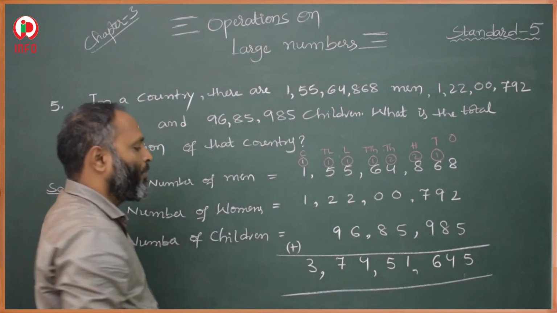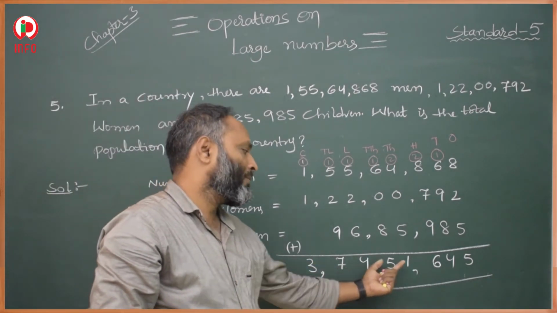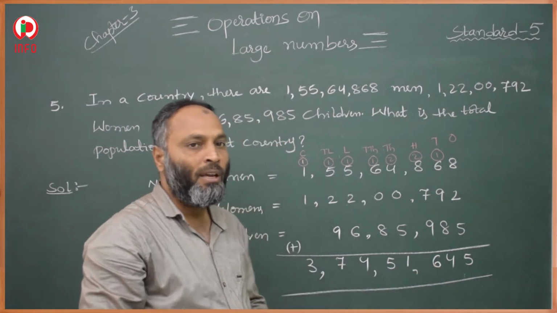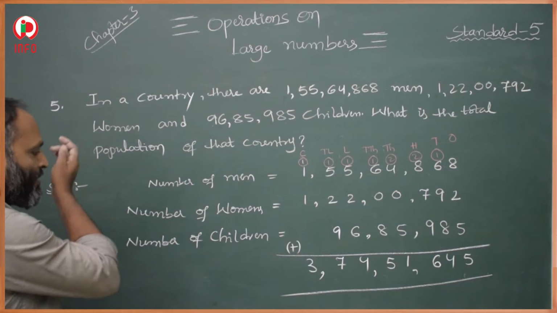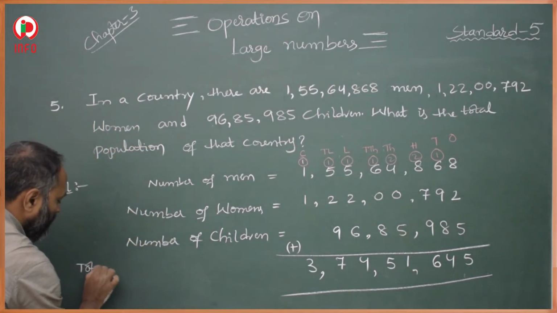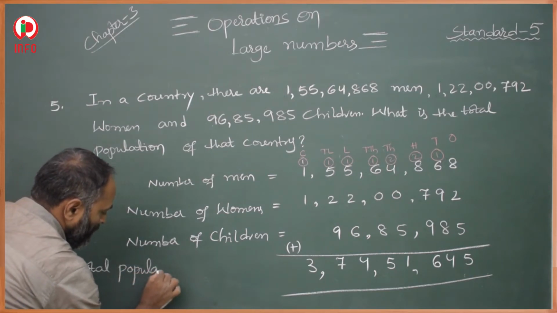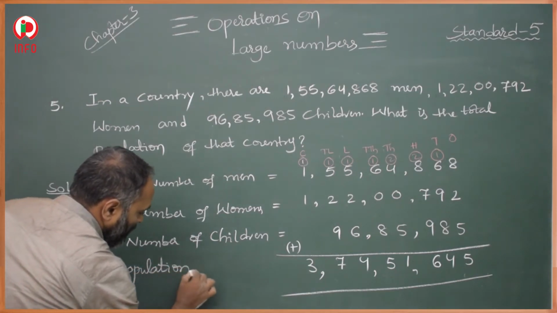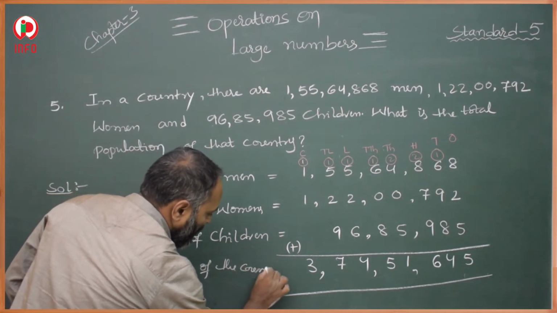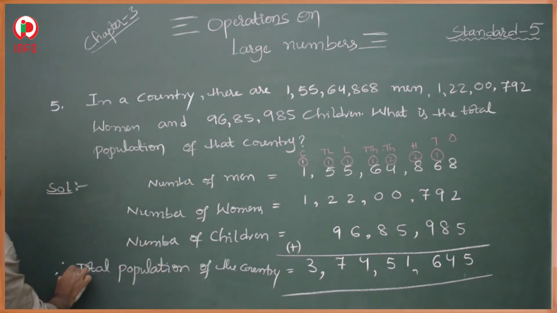Total population is 3 crore 74 lakhs 51,645. This is the total population of the country. Therefore, this is the total population of the country.